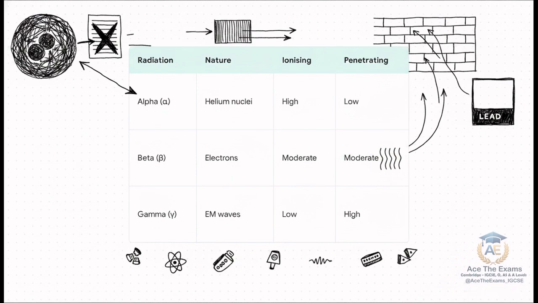Then we have beta particles. These are fast-moving electrons, so they pack moderate ionizing and penetrating power, and they're usually stopped by just a few millimeters of aluminum. Finally, gamma rays. These are high-frequency electromagnetic waves. They're very weakly ionizing, but wow, are they highly penetrating. You need thick lead or concrete to significantly reduce their intensity.